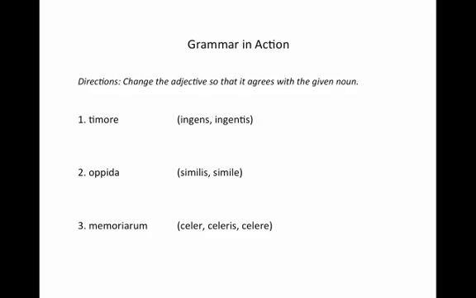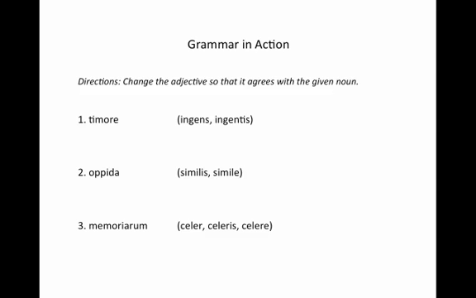Now let's practice a little with our grammar in action. Here you're given three nouns on the left in various cases, and next to them, three adjectives. Ingens, ingentis, which is a one termination adjective, similis, simile, which is a two termination adjective, and celer, celeris, celere, which is a three termination adjective. And what I'd like you to do is change them so they properly modify the noun given. This will be a good time to pause the recording and give yourself time to work.